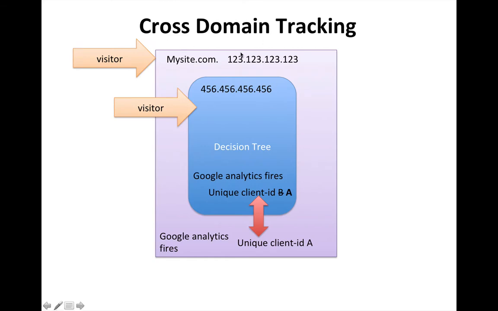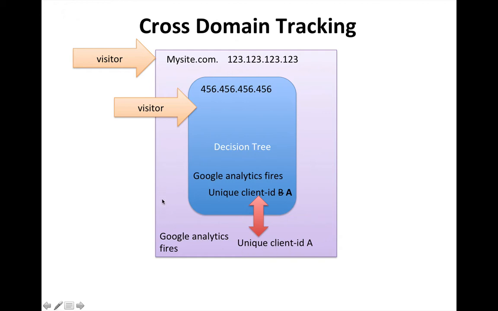Now, let's say that's your main site where you've got your LeadsHook decision tree embedded. So the visitor comes, he's going to hit mysite.com. It's got the IP address of 123.123.123.123, and Google will give it a unique client ID. So that's just called the client ID A, but it's a series of numbers actually. And you can see that in Google Analytics. So it issues a client ID to capture who this person is.